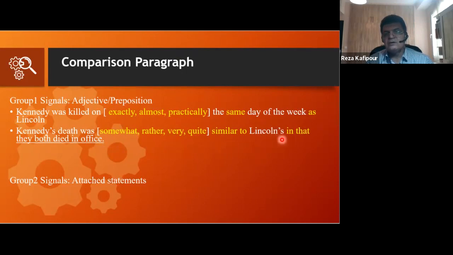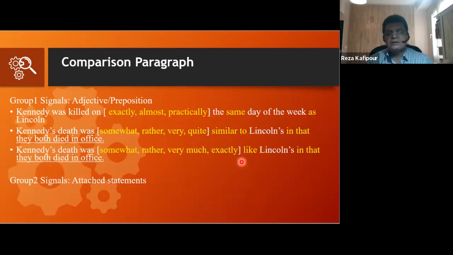So you should pay attention to this structure, Lincoln. We should omit it as a parallel structure. So here again, we will not say Lincoln's death. Otherwise, it is not acceptable in academic writing. Because that is repeated in the beginning of the sentence, we delete it for Lincoln as a parallel structure. So it is the second signal, similar to in that, and we can use it in comparing two persons or two ideas, two concepts, two objects, everything.